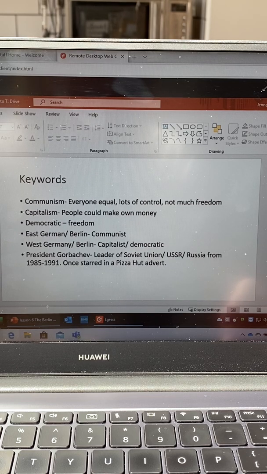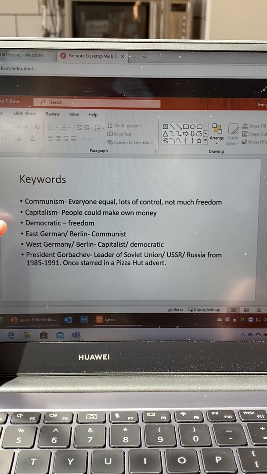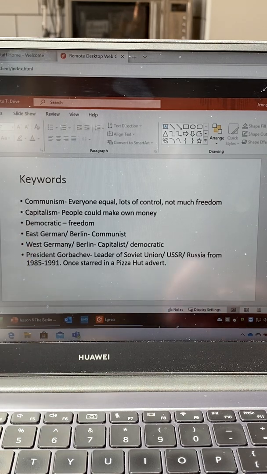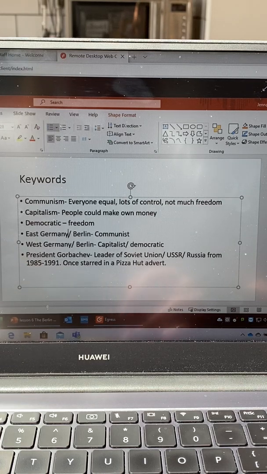Right, keywords for today. Just ones that we've been studying already, but a little reminder about communism, capitalism, democratic. What do we mean by East Germany and West Germany. Don't forget the Y.